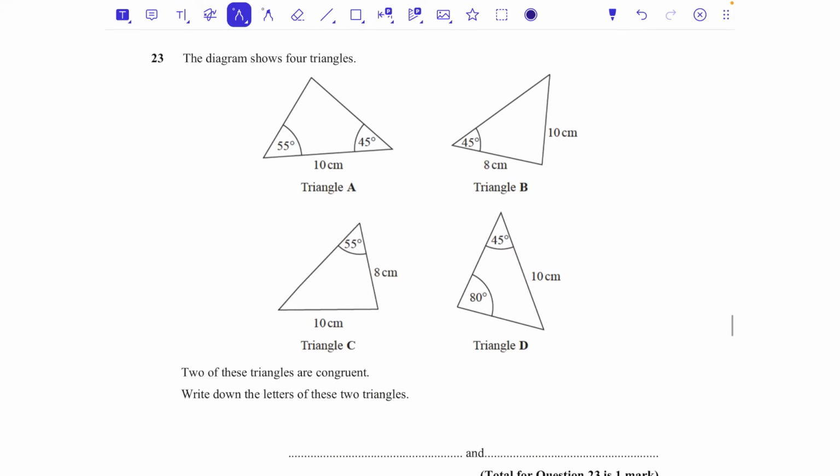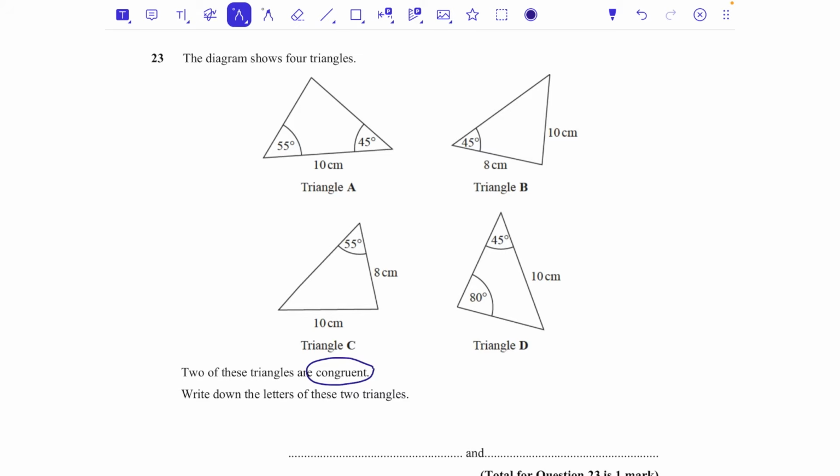Question number 23. The diagram shows 4 triangles. 2 of these triangles are congruent. Now, congruent means the exact same shape and size. It might be rotated, reflected, but ultimately, if you cut them both out, they would fit exactly on top of each other. So 2 of the triangles are congruent. Which 2? Which 2 of these triangles are exactly the same?